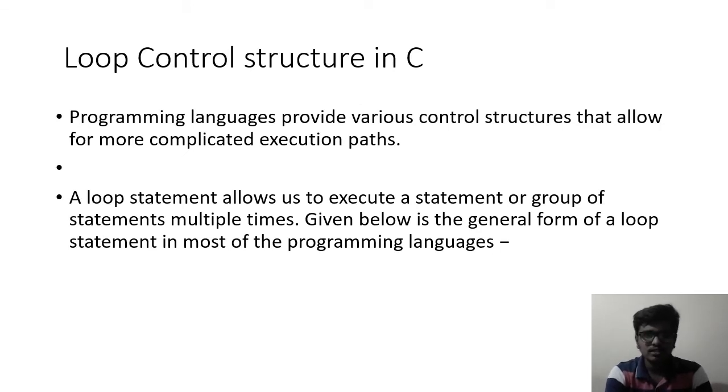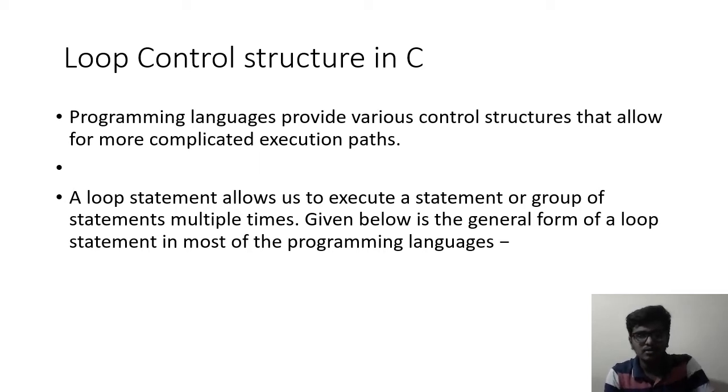Loop control structure in C. Programming languages provide various control structures that allow for more complicated execution paths. A loop statement allows us to execute a statement or group of statements multiple times. Given below is the general form of a loop statement in most programming languages. We will see this general form in the further slide.